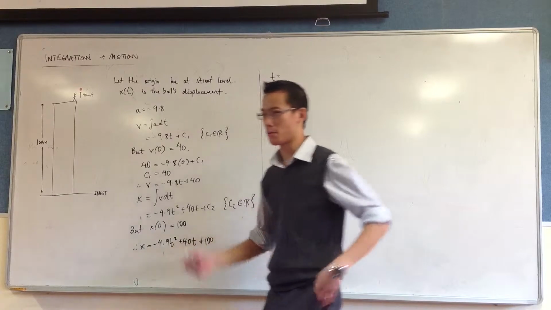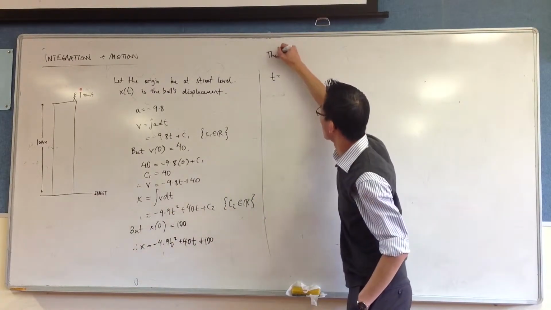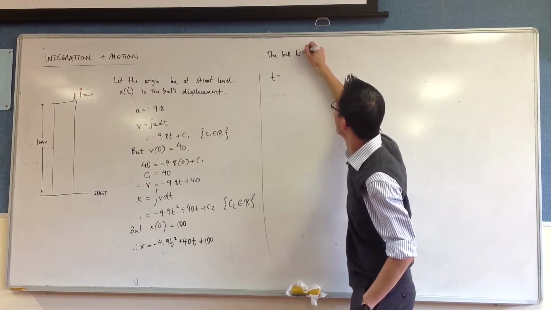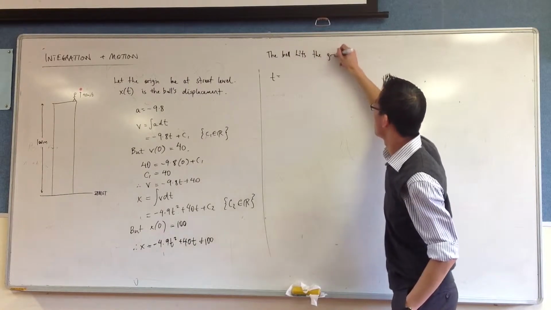So I probably should have said something before. The ball hits the ground when x equals 0, when displacement is 0.